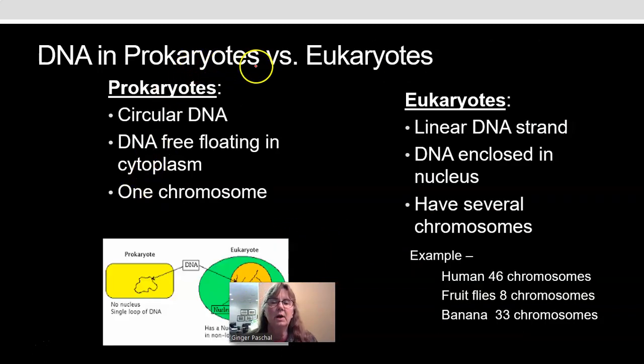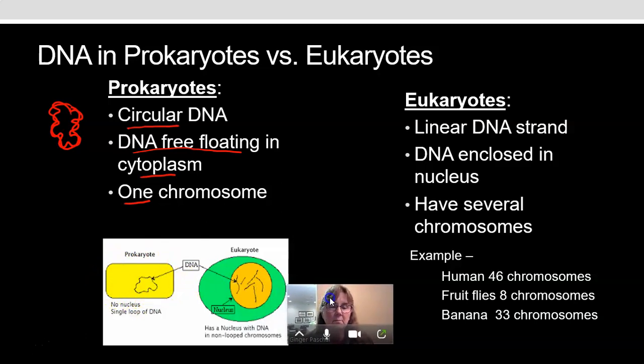Now, DNA in a prokaryotic organism versus in a eukaryotic organism. In a prokaryote, the DNA is circular. It's still a double helix. The DNA is free-floating in the cytoplasm, not in a nucleus, and they generally have one chromosome. You can see here this prokaryote has one chromosome, there's no nucleus, and we've got the cell membrane here.